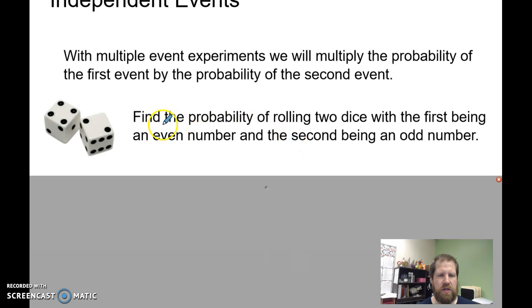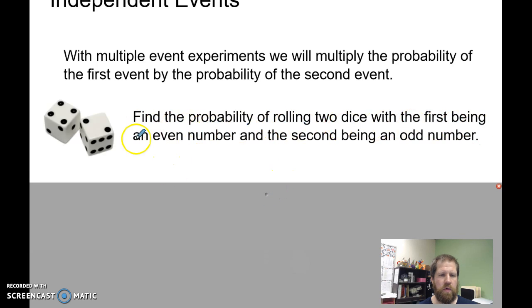So if my question is, find the probability of rolling 2 dice, with the first being an even number and the second being an odd number, I'm going to find my probability for the first event, an even number. An even number on a die is 2, 4, and 6, and there's 6 total, which is equal to 1/2.